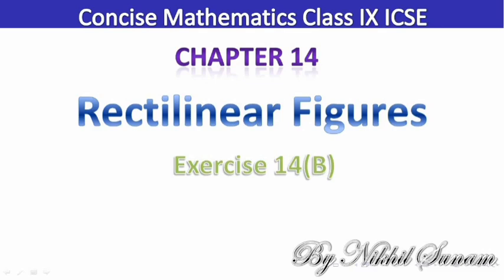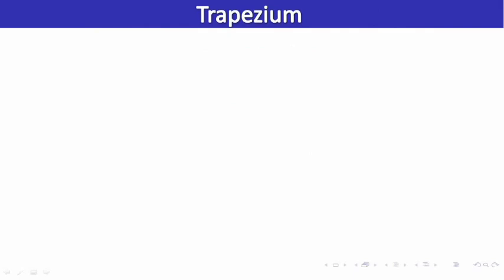Now there are some special kinds of quadrilaterals that you need to learn in this particular exercise. Let's look at them one at a time. The first kind of quadrilateral is called a trapezium. You were already introduced to the trapezium in your class 8 mensuration. So if you don't remember, let's have a revision of what a trapezium is.